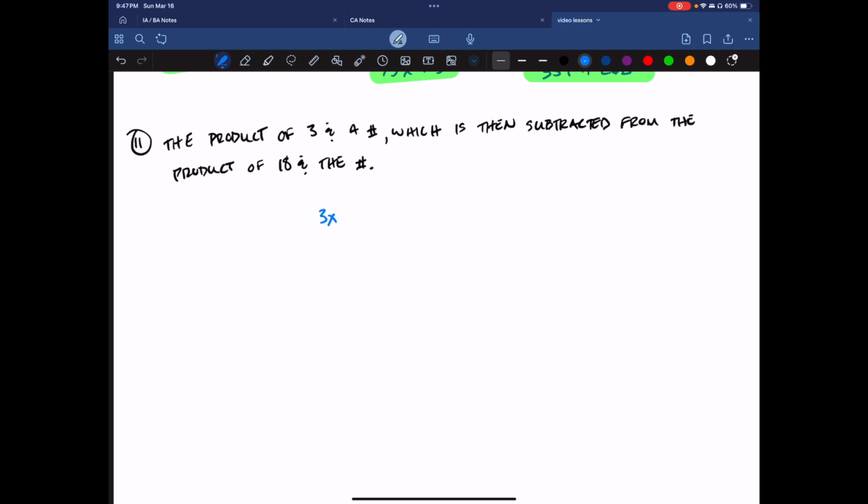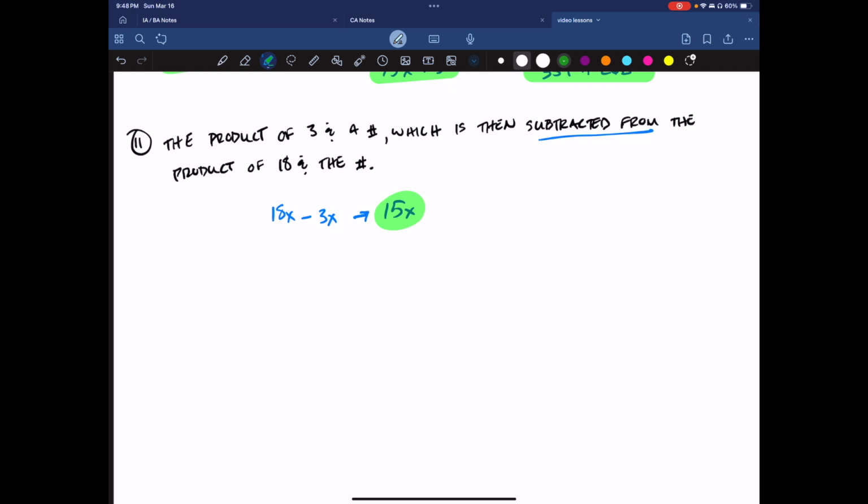So the product of 3 and a number, that's 3x, which is then subtracted from, right? Subtracted from means that 3x is going to go to the back of whatever the next thing is, from the product of 18 and x. So I got 18x. And again, I'm subtracting 3x from that. Well, that is the problem. That's the setup. But just like the associative property, sometimes there's some number crunching that we can do. In this situation, we have like terms 18x minus 3x. Well, that's 15x.